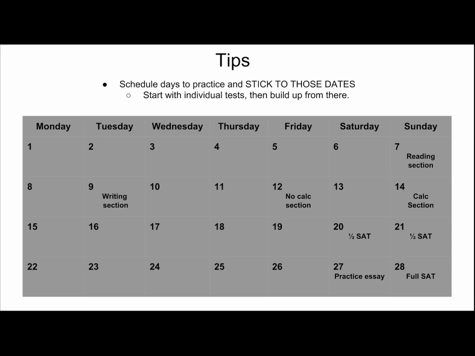That's what I suggest, and that is what I think is going to be the most beneficial to you. You start with individual tests first, not timed, then you build up from there, start going with more than one test, and start timing yourself. Eventually, end up doing full SATs, the whole four sections. So you can see here a sample calendar. If you don't have a planner, get a paper, draw seven columns and four rows, and make a schedule for yourself to do this. And you have to stick to those dates.